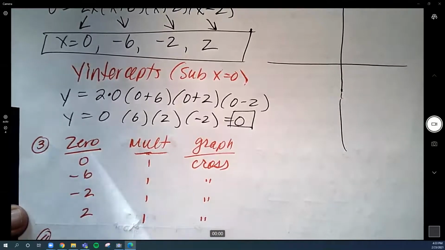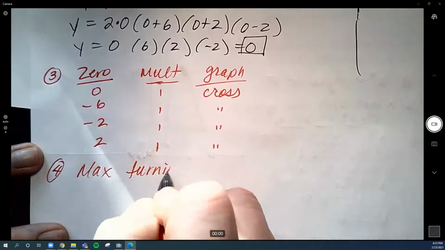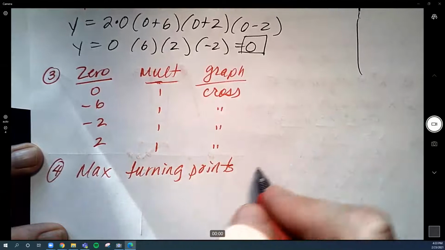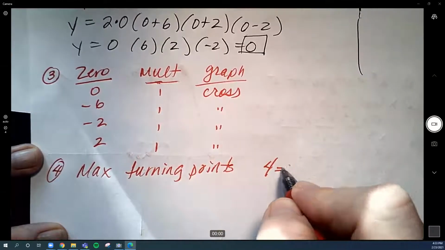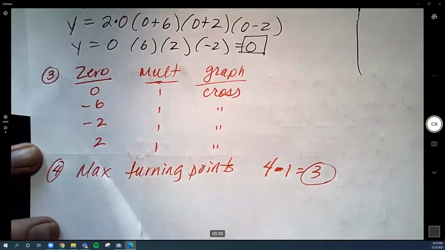The fourth step is to determine the maximum number of turning points. The maximum number of turning points is found by taking the degree minus 1. In this case, the degree is 4, which means I'll have a maximum number of turning points of 3.